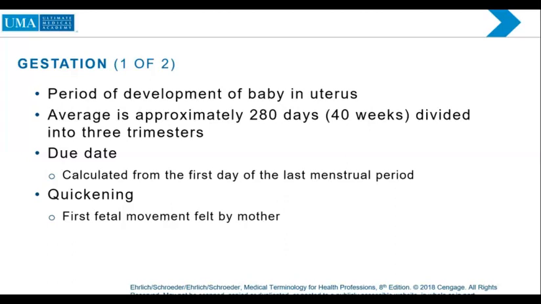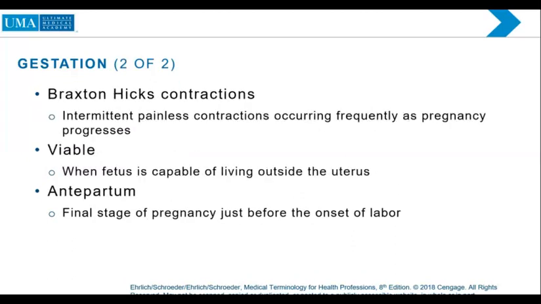Quickening is the first fetal movement felt by the mother. Braxton Hicks contractions are intermittent, painless contractions occurring frequently as pregnancy progresses. Viable is when the fetus is capable of living outside of the uterus. Antepartum is the final stage of pregnancy just before the onset of labor.